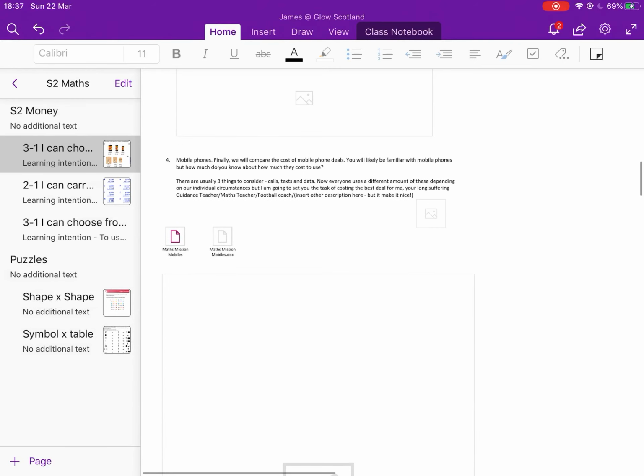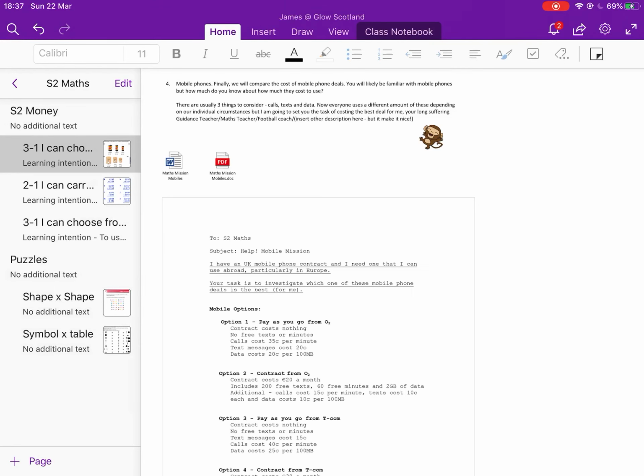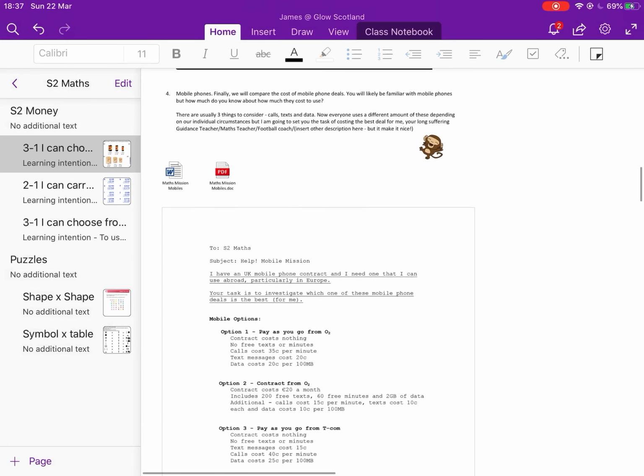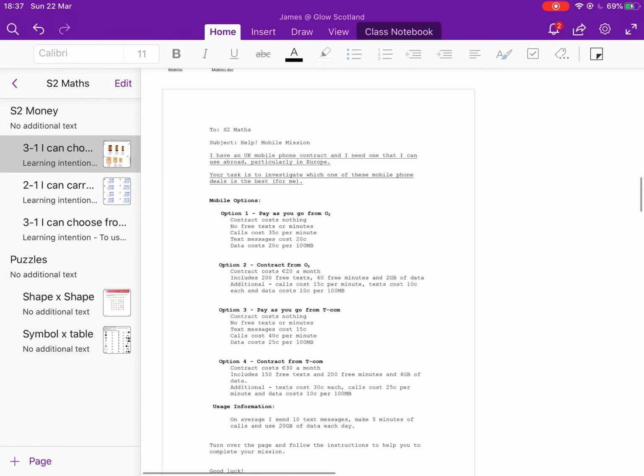And then finally we've got the mobile phone bill. This is a bit of a challenge, so this is going to extend into some level 4 stuff, so maybe not everybody's going to give it a go. You're going to look at how much it costs to buy me a new mobile phone which I can use abroad, particularly in Europe. That's where I'm going to be heading off.